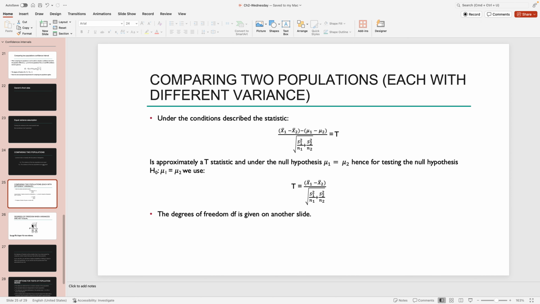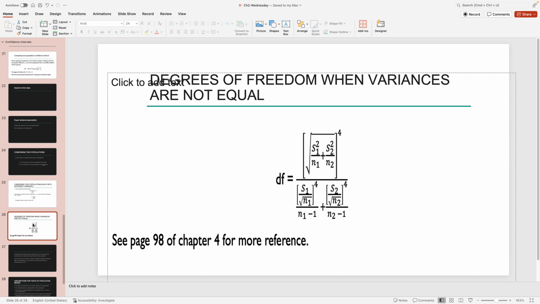Okay. Now, the degrees of freedom is a lot harder to calculate. It's given by this formula. But fortunately, two things are true. One, it's written down for us in the textbook. Two, it's built into the commands. So you don't have to compute this by hand.